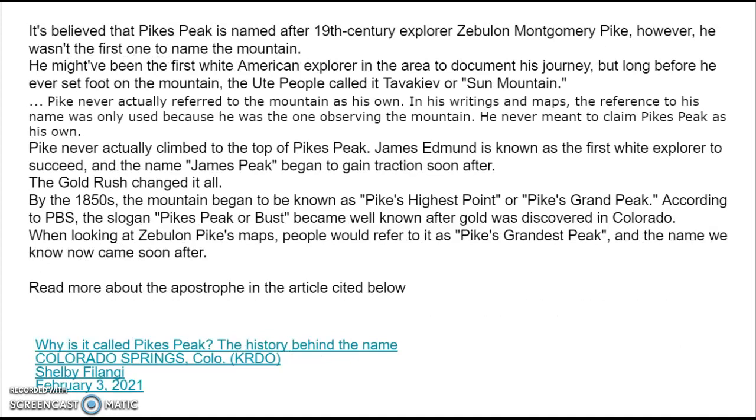However, he was the first person to really explain the mountain and point it out as a point of great significant geography in our westward expansion, in our exploration of the American West. So the Ute people called it Sun Mountain, Tava Kiev, and it turns out Pike never actually tried to claim it as his own. However, he always talked about it being the Grand Mountain, and it became known as Pike's Grand Mountain and eventually Pikes Peak.